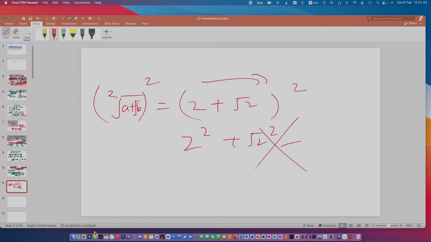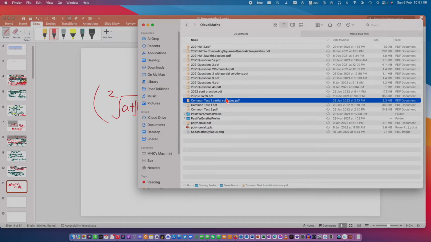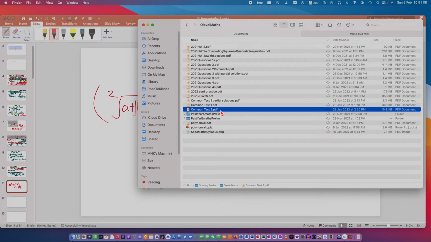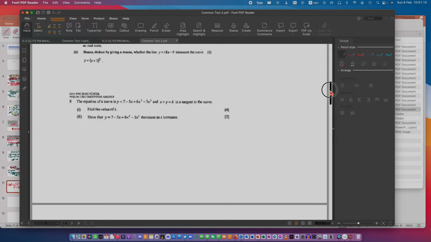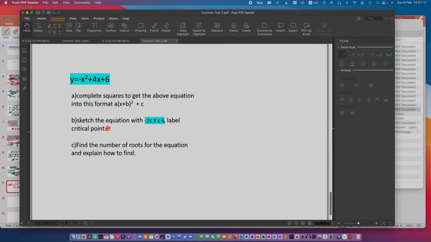Can you go down to the last question? For common test 2? Yeah. Okay. Wasn't it some x squared? They asked me to explain how. You mean here? Yeah. This one, explain? Where's the explain? Oh, find the number of roots for the equation. Explain how to find the number of x.